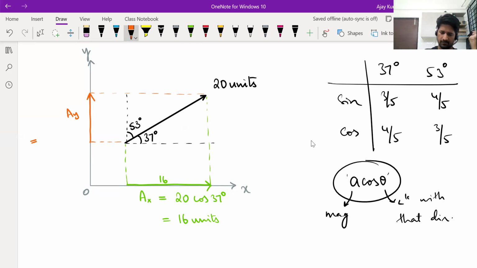cos formula itself. It becomes 20 cos 53 degrees. Cos 53 degrees is 3 by 5. 20 into 3 by 5 becomes 12 units. So that orange vector is only 12 units long.